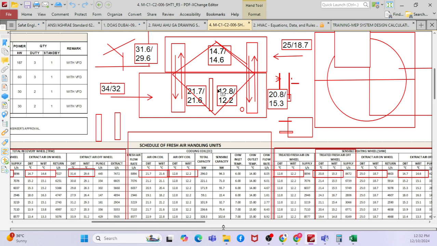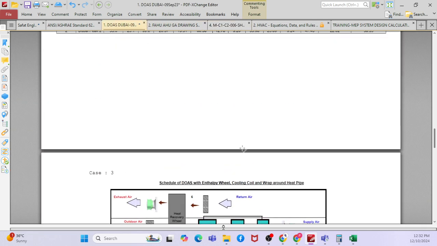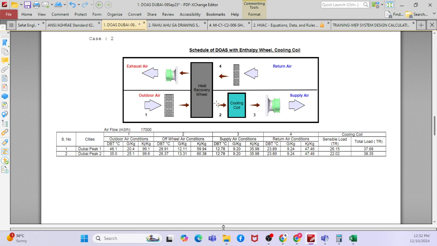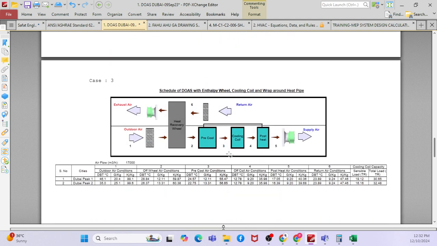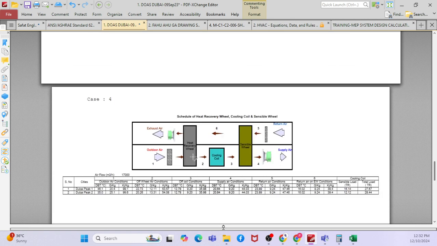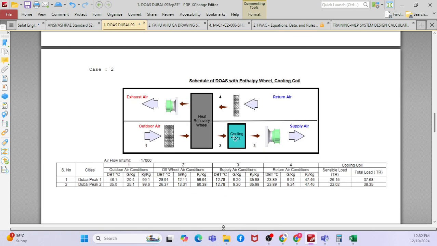Okay, we have different types of FAHUs. Okay, one is direct throw, and one is with the heat wheel before the coil, and one after the coil, after the heat recovery wheel. We have a pre-cool and preheat pipe, or we can go with the double wheel, heat recovery wheel and sensible wheel. Okay, and we have to see which is the best efficiency. Usually, which one is the most efficient one, and how do you calculate the efficiency here?